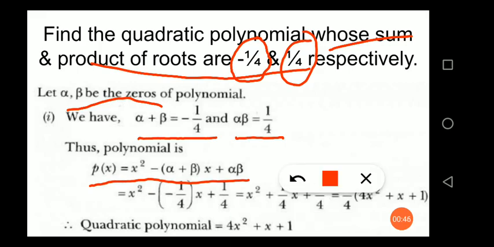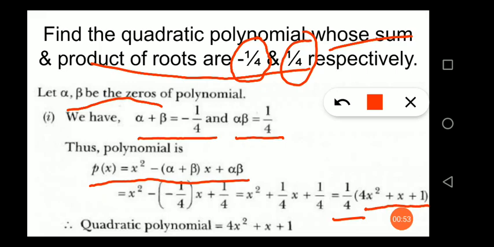After putting the values and solving, we will get 1 by 4 into 4x square plus x plus 1. But this is not the only quadratic polynomial we require, because if we equate it to 0, then 1 by 4 on the RHS becomes 0, and what is left over is 4x square plus x plus 1. So the required polynomial is 4x square plus x plus 1.